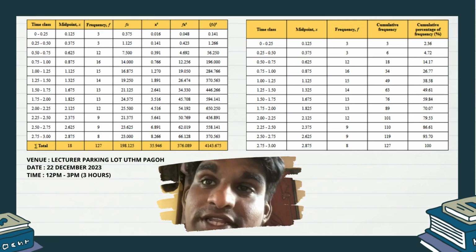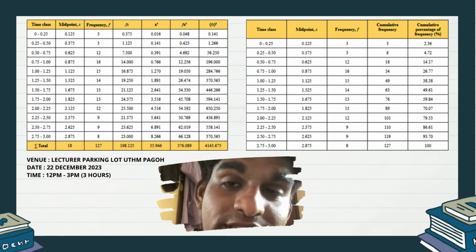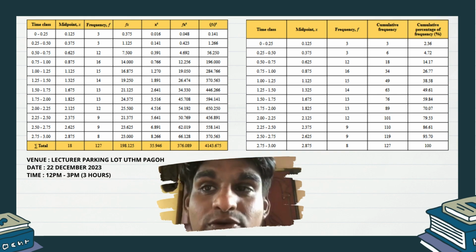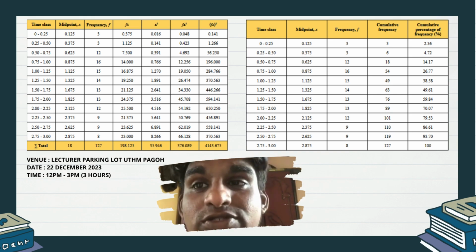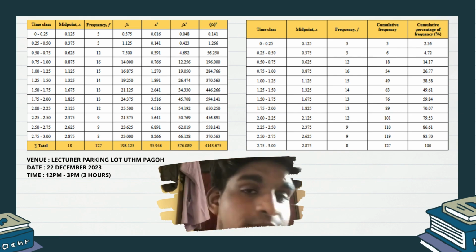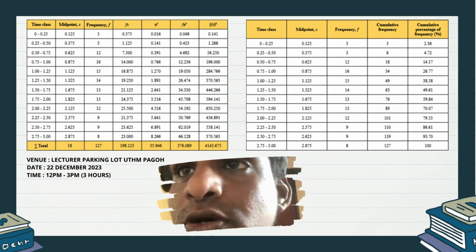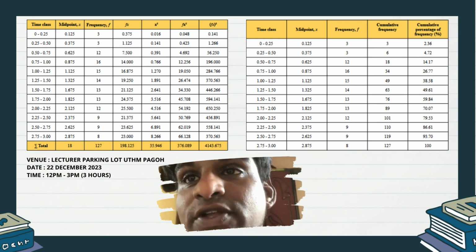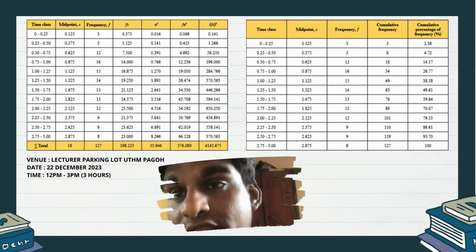This is one of the data that we collected. Venue: the lecturer parking lot utilization. The date is 22 December 2023. The time is 3 hours, from 12 p.m. to 3 p.m. So the columns are time class, midpoint, frequency, fx, x square, fx square, and bracket fx square.